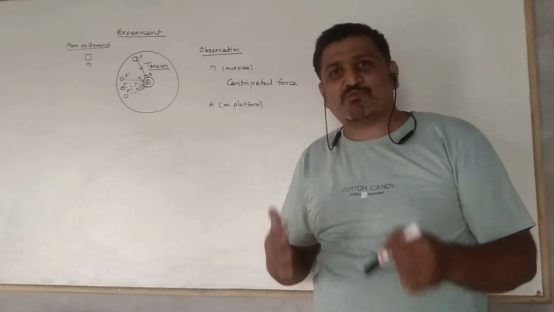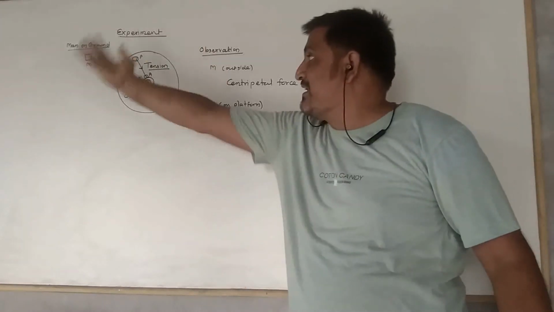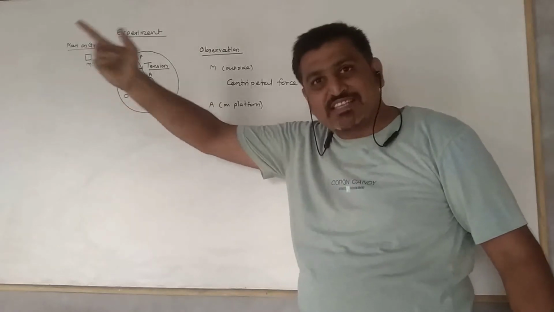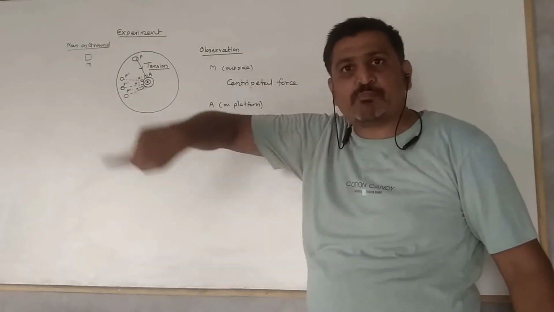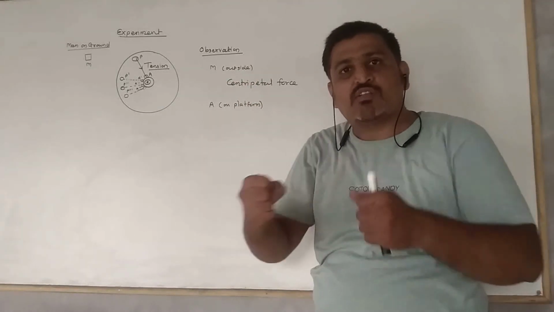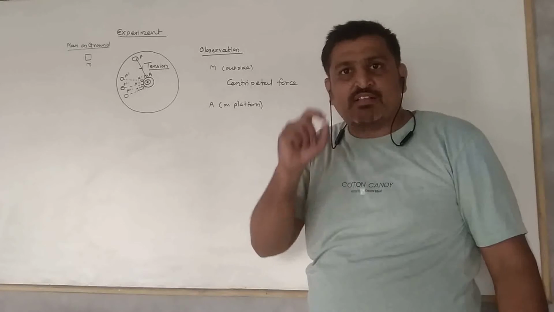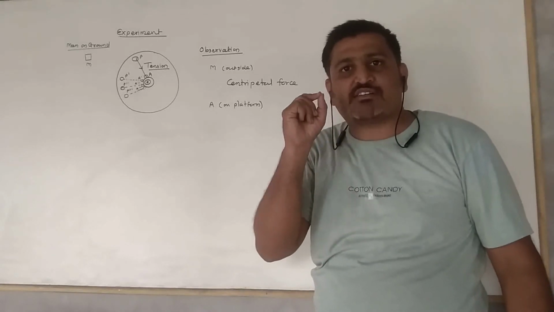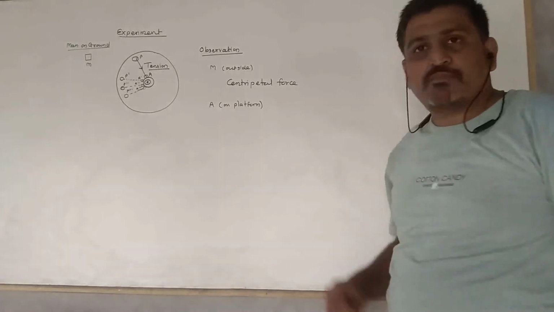In this case, what happens? The person who is standing outside the merry-go-round can see that the ball is moving in a circular path, and a force is exerted on the ball which keeps the ball moving, and that is nothing but a force exerted toward the center. So that is nothing but the centripetal force.